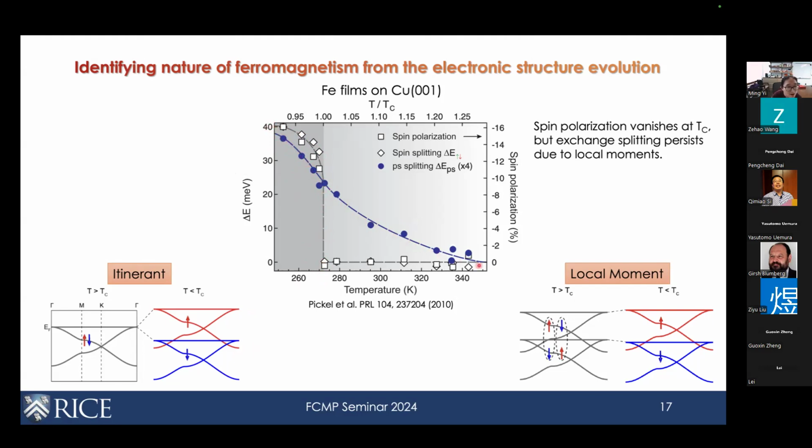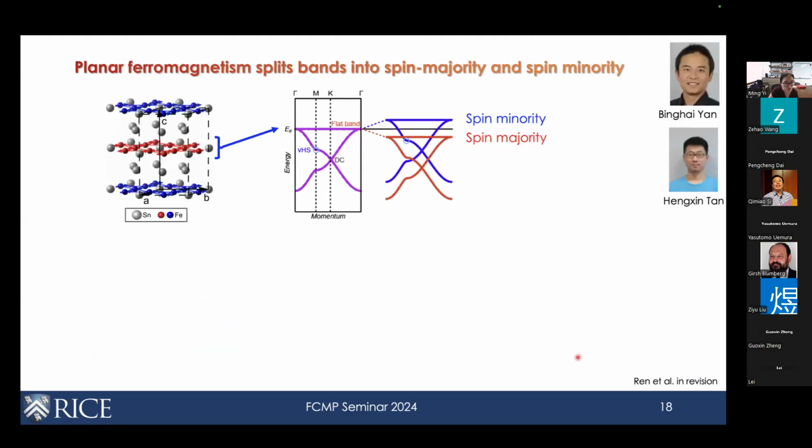So even for iron films, which people tend to think of as itinerant magnets, they're not completely Stoner type. It's actually quite rare to find systems that are completely Stoner. You still have a large portion of this exchange splitting persisting at higher temperature. But this is one way to gauge which side of this scale we're on. Okay, so with that said, let me show you what we have learned from iron tin.